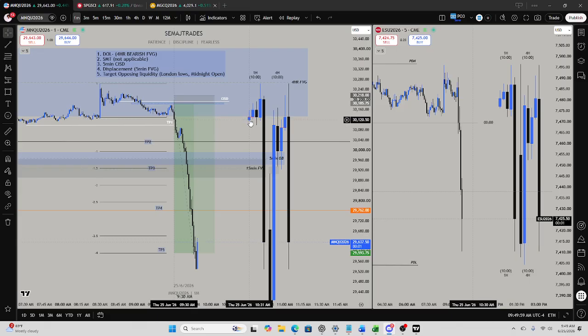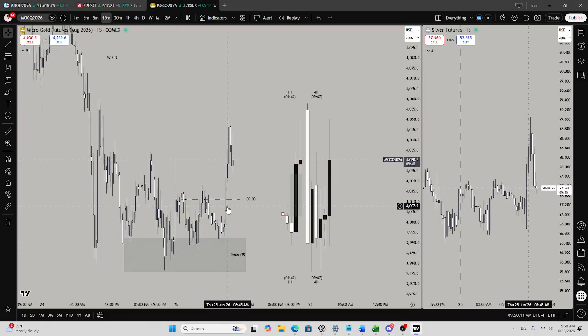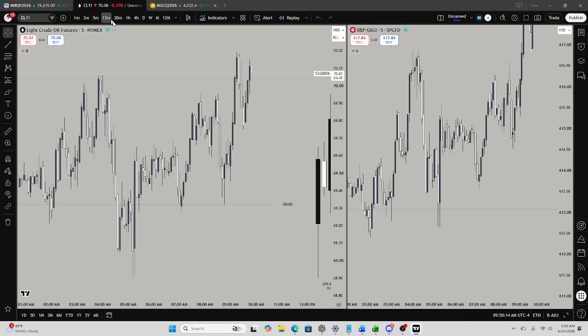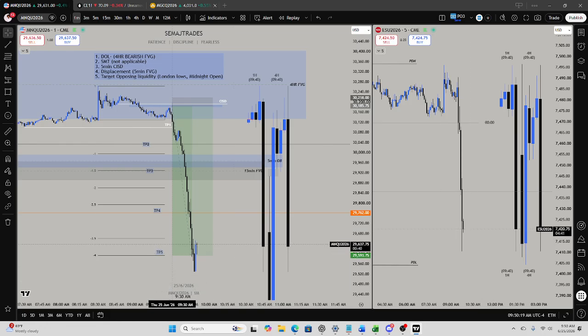Nah, that 125 level was hitting though. After we broke that low, that break of structure. Crazy today. Did not expect that. I know, it's crazy. Why can't we have something like this every day?